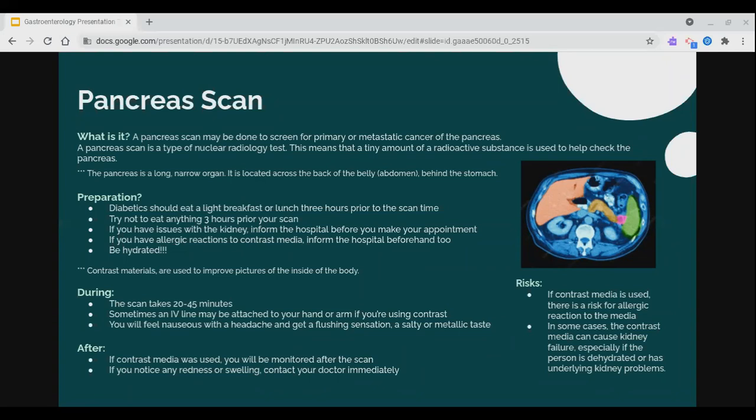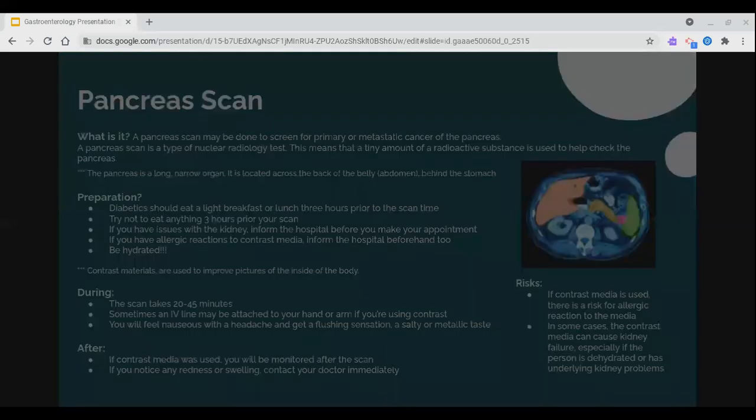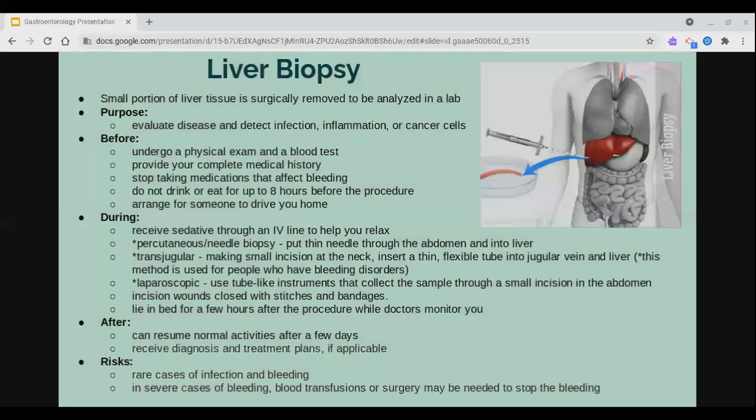Risks. If contrast media is used, there is a risk for allergic reaction to the media, even if you didn't know you had an allergy to it. In some cases, the contrast media can cause kidney failure, especially if the person is dehydrated or has an underlying kidney problem. Next is the liver biopsy.